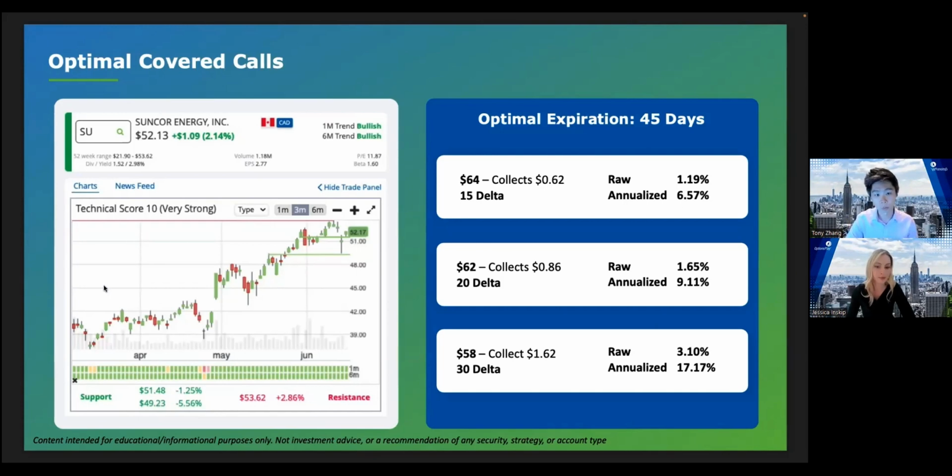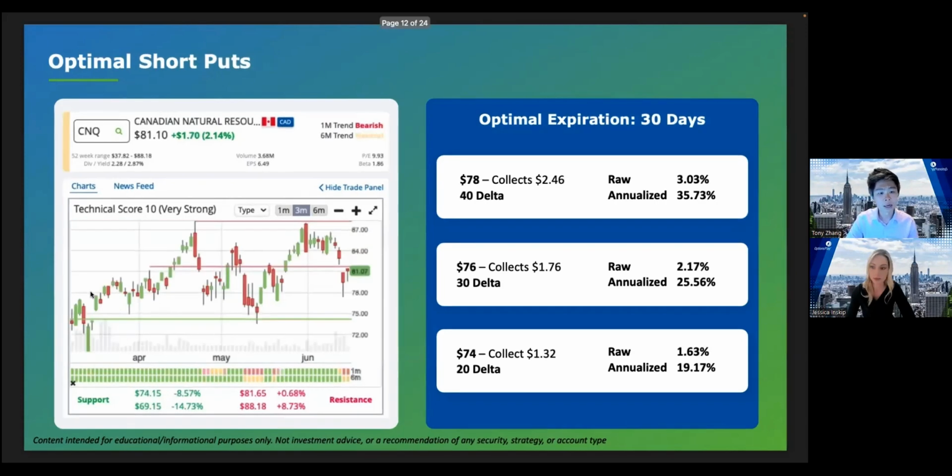Let's move on to the short put side. I'm going to use a different stock, Canadian Natural Resources, trading at around $81. This is a stock that largely for the last few months has been range bound.